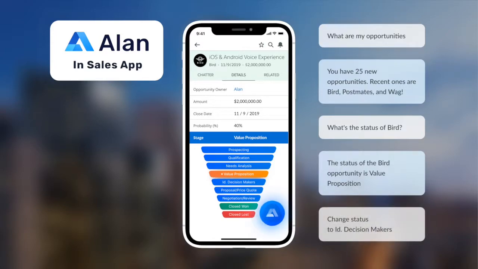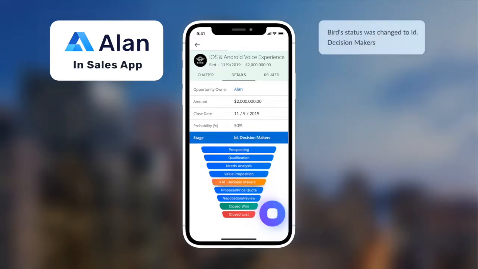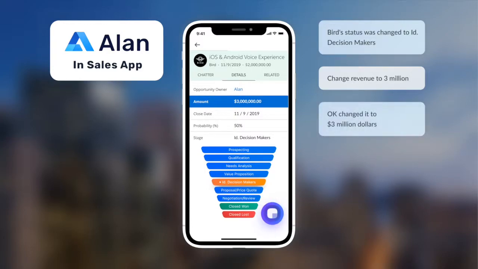Change status to ID decision makers. Bird's status was changed to ID decision makers. Change revenue to $3 million. OK, changed it to $3 million.